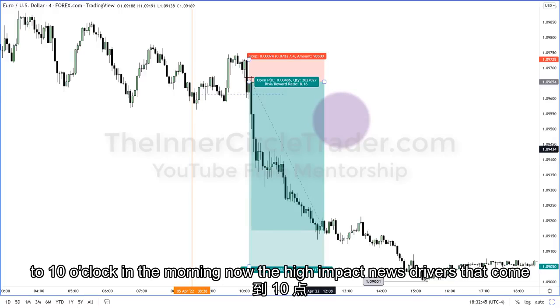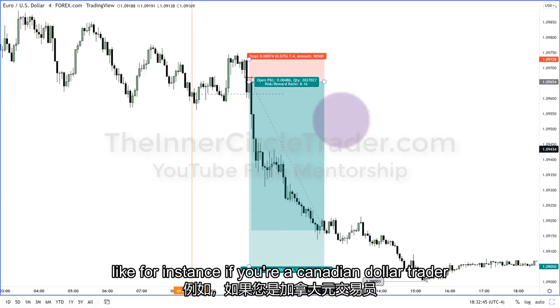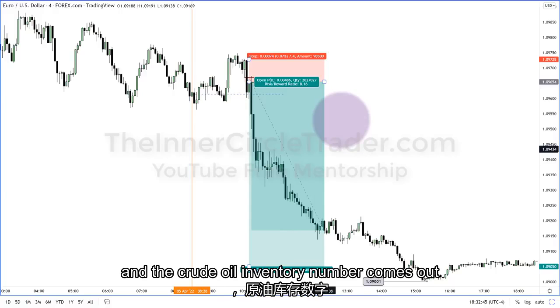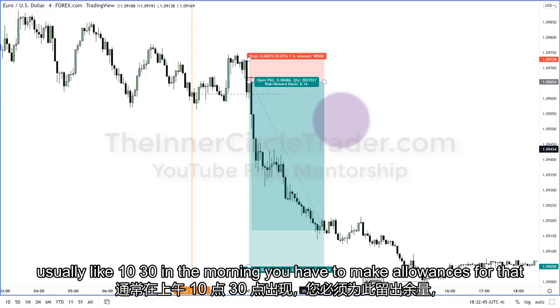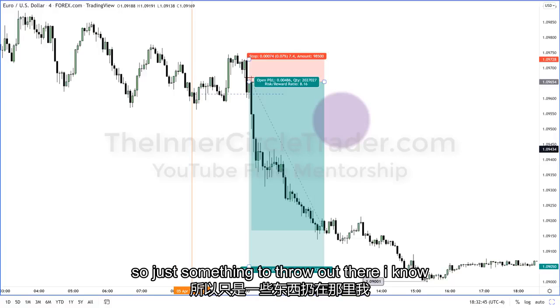Now, the high impact news drivers that come out after 10 o'clock, like for instance, if you're a Canadian dollar trader and the crude oil inventory number comes out, usually like 10:30 in the morning, you have to make allowances for that and just expect there to be a likely move on that oil number at 10:30. So just something to throw out there.